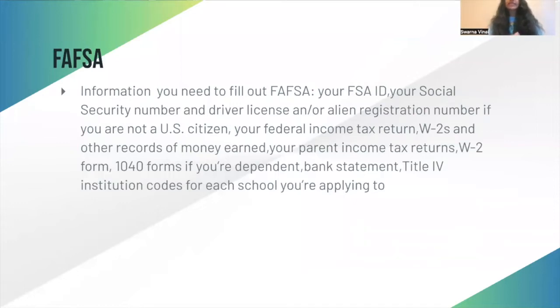They're also going to ask for your social security number as well as your driver's license or an alien registration number if you're not a U.S. citizen, or you're an international student. And then you're also going to need your federal income tax return, W-2s, and other records of the amount of money that you're earning, as well as your parents' income tax returns and W-2 form, as well as 1040 forms if you're dependent, and your bank statement, and your Title IV institution codes for each school that you're applying to. So there's a lot of information that they're going to be asking, so make sure you're prepared for that.